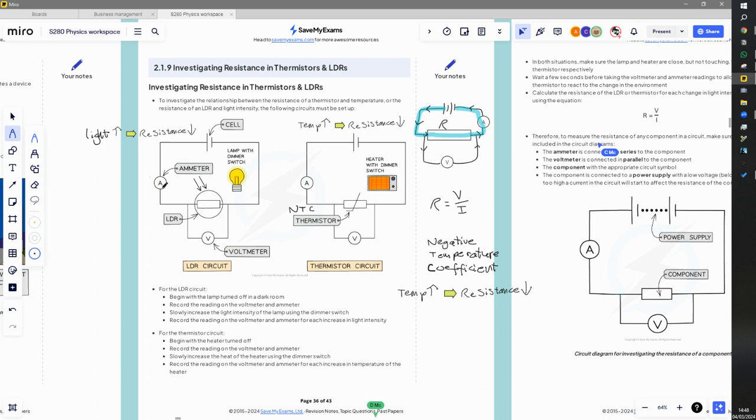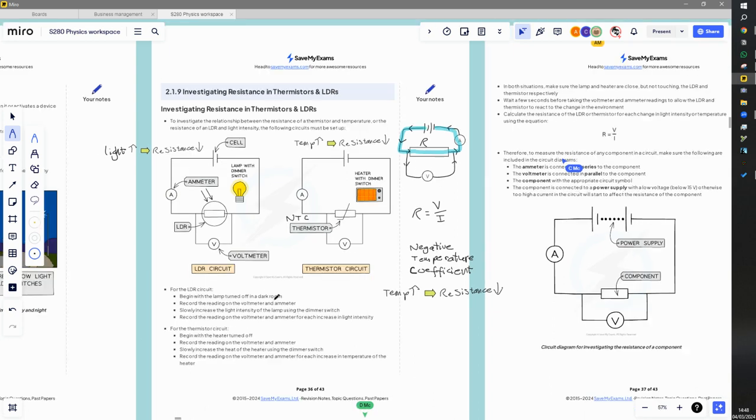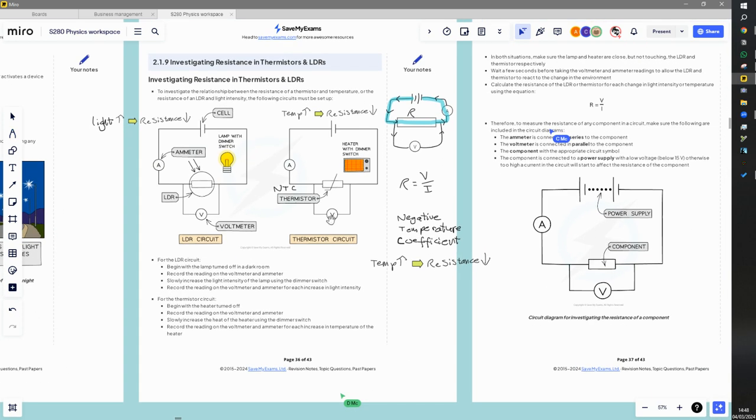Now, so far on this page, apart from what I've talked about, the whole section is about how you would investigate that. Really, it just means set it up as shown in the diagram, and then we could change the conditions and measure the voltage and the current, and each time work out what the resistance is.